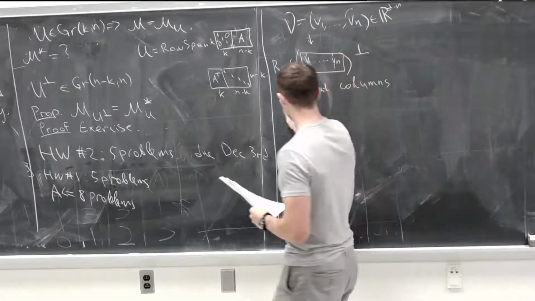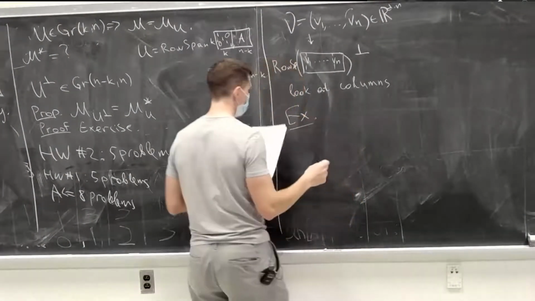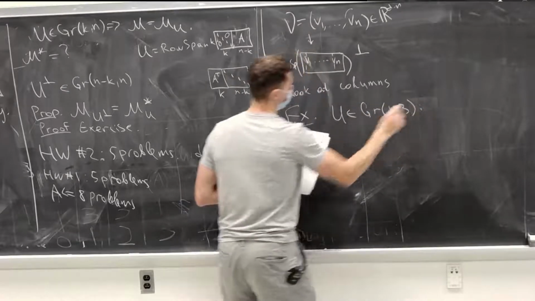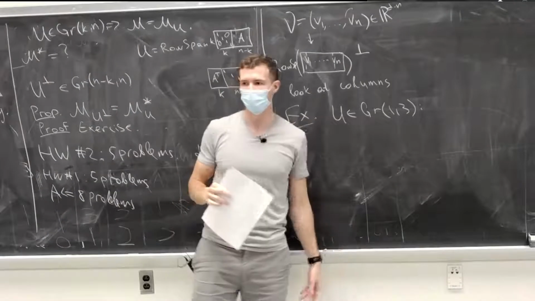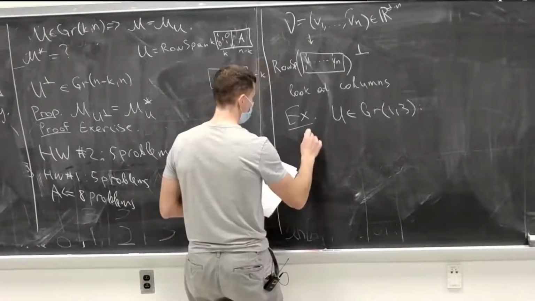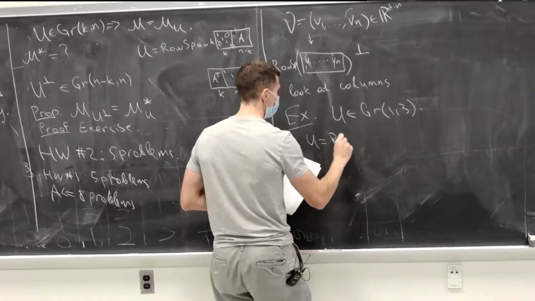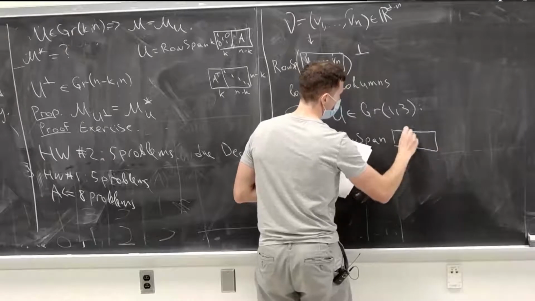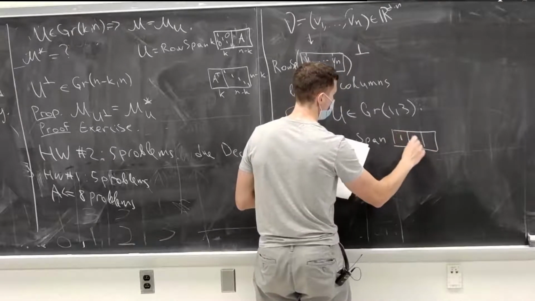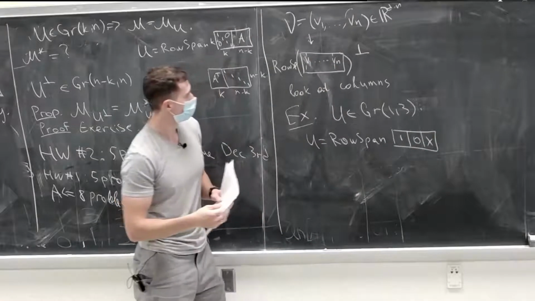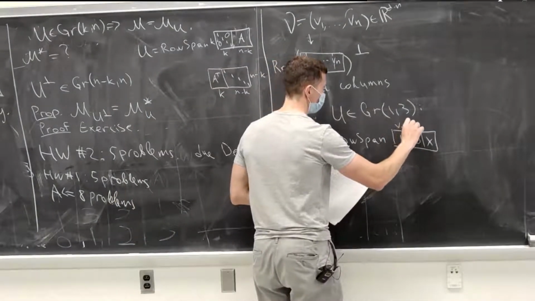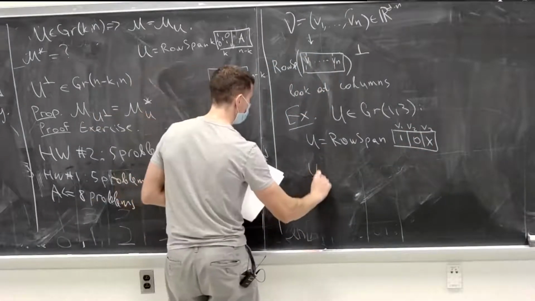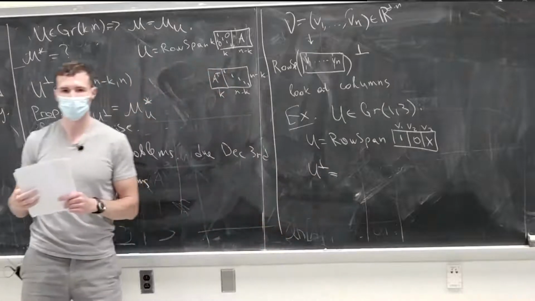And perhaps I should give an example. Here's an example. Let's say I take a point in Grassmannian 1, 3. It's the row span of a 1 by 3 matrix. Let's say my matrix is, so if it's completely generic, that's not as interesting. Let me make it slightly non-generic: 1, 0, and x. The column vectors are v1, v2, v3. And what's the orthogonal complement?